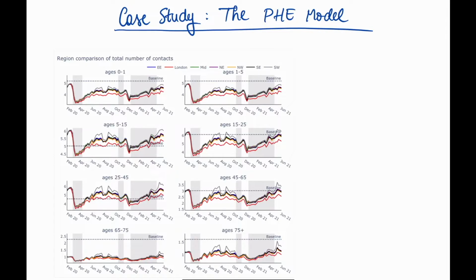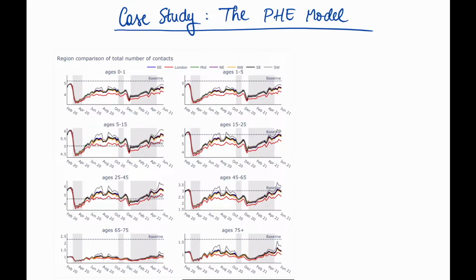Hence, it is clear that not everyone in the population interacts the same, but according to a so-called contact matrix. Here, we can see a representation of the average daily number of contacts people of different ages have across different regions of England between February 2020 and June 2021. The grey blocks represent the lockdown periods, and we can definitely see a qualitative change in the behavior of the population.